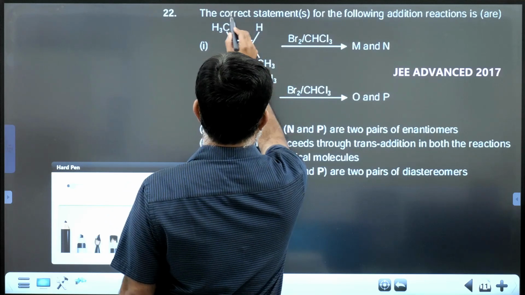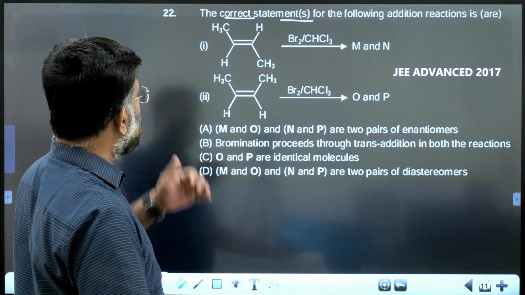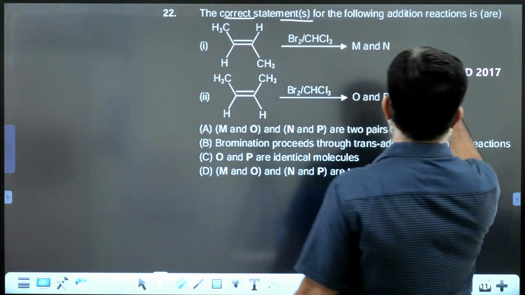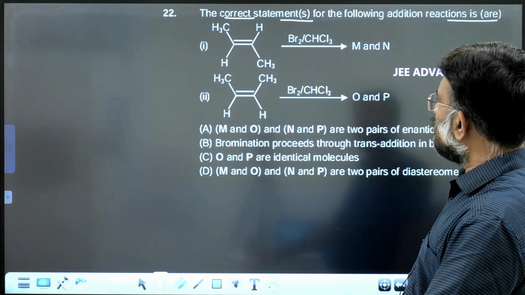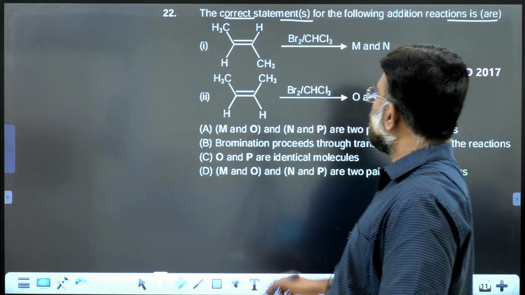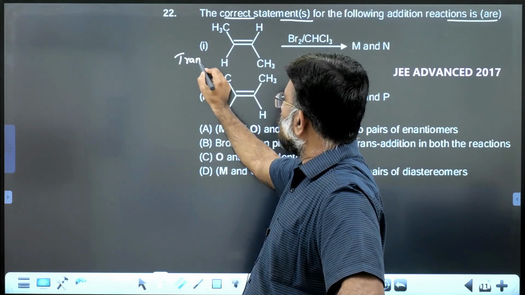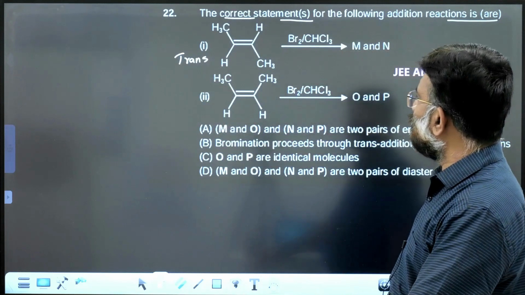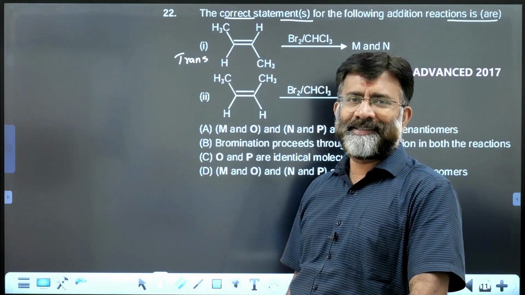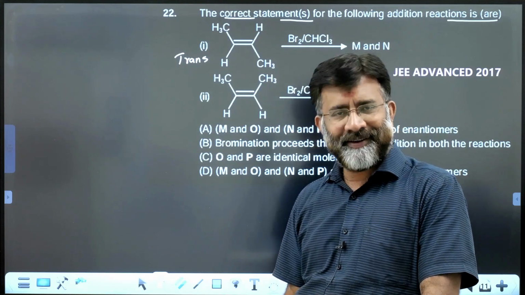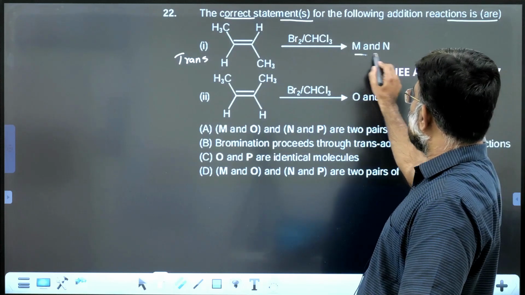The correct statements. So it is once again a more-than-one-choice question. Correct statements for the following addition reactions are: in the first reaction you have trans product with CH3 on the opposite side, so you have trans-2-butene undergoing addition with bromine. All of you know bromine addition is either syn addition or anti-addition? Bromination is anti-addition. And the products are M and N.